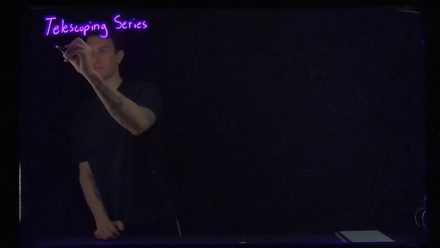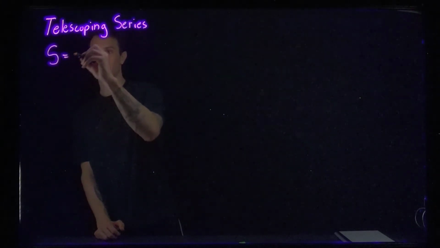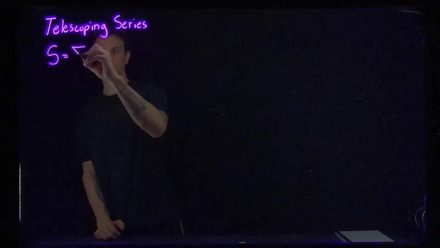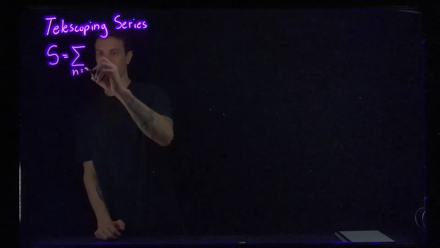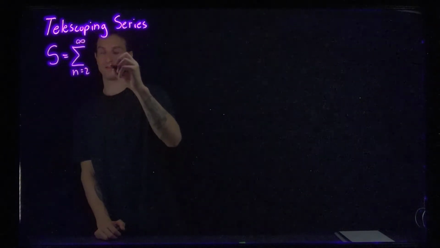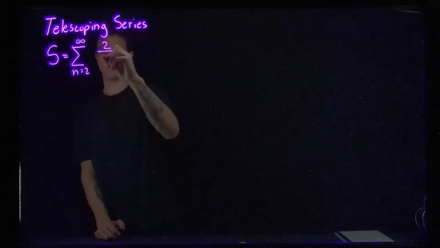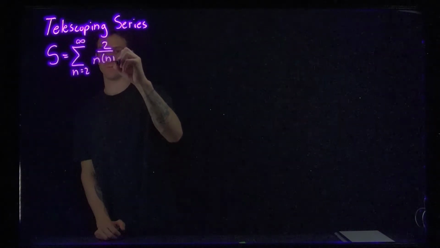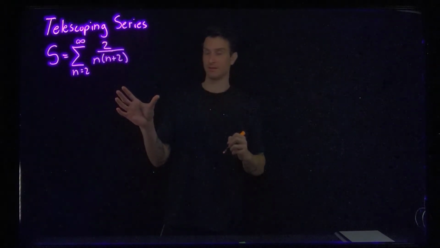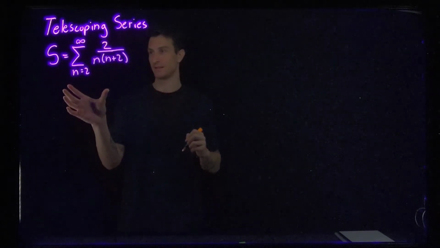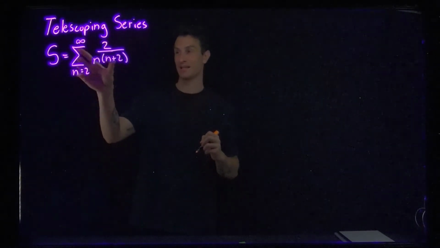So the idea is here, if I give you a series, we'll say S for series is equal to the sum of, let's do n is equal to 2 to infinity. This is an infinite series, and let's do 2 over n times n plus 2. Right, so we have this infinite series, and now the idea is, I can't add up an infinite amount of things.